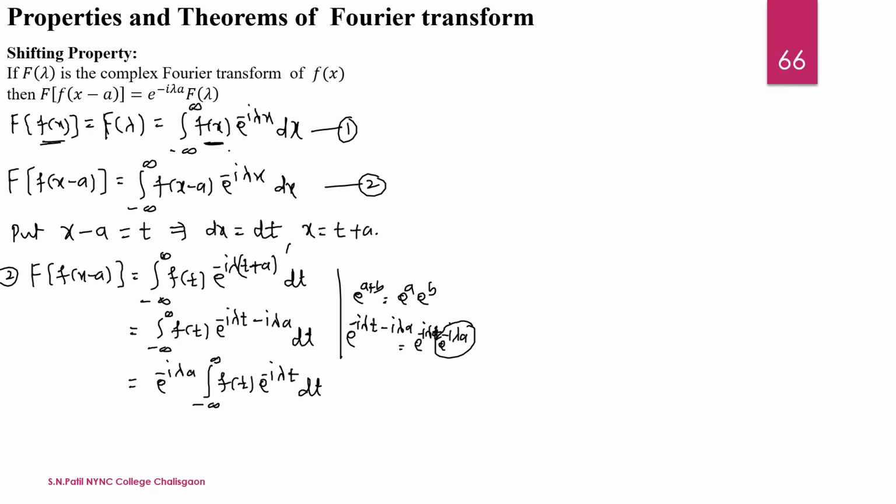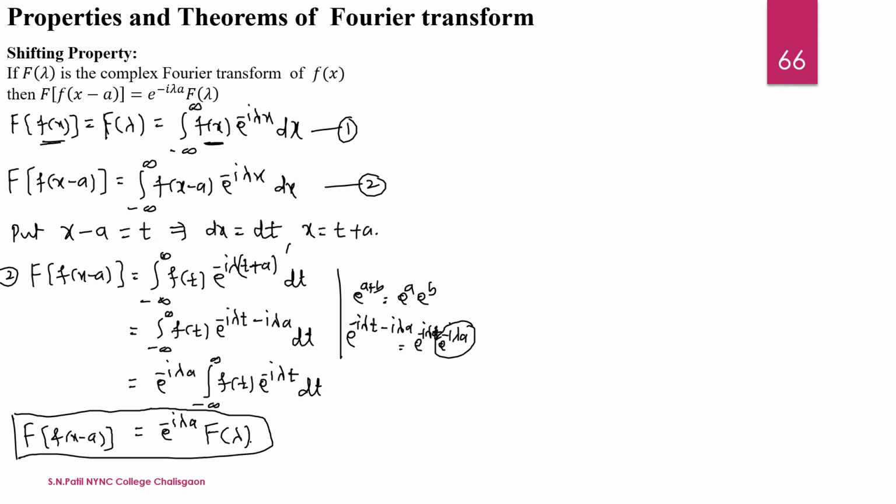Now from equation number 1, this is the definite integral. The variable is not important. Instead of x, if we substitute t here, then f of t e raised to minus i lambda t dt, that is its Fourier transform, is capital F of lambda. So we write the value of the integral as capital F of lambda. In definite integration the variable is not important. Okay, the Fourier of f of x minus a is equal to e to the power minus i lambda a into capital F of lambda. This is the shifting property.